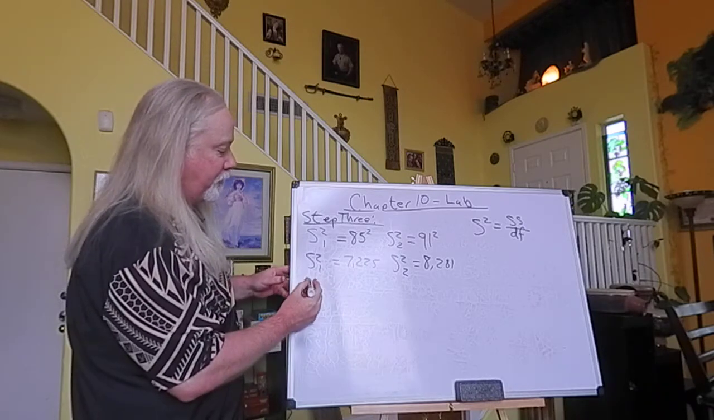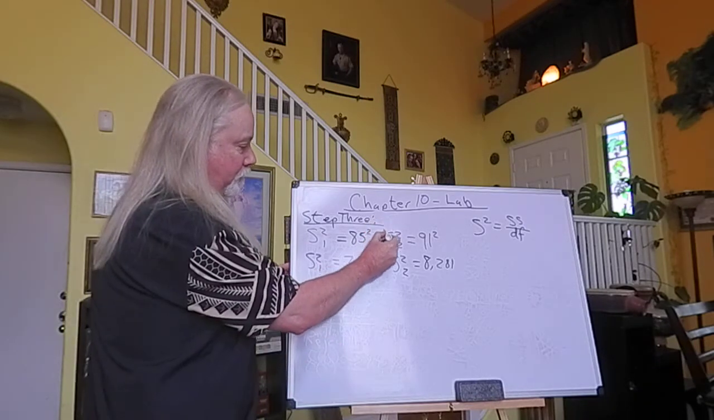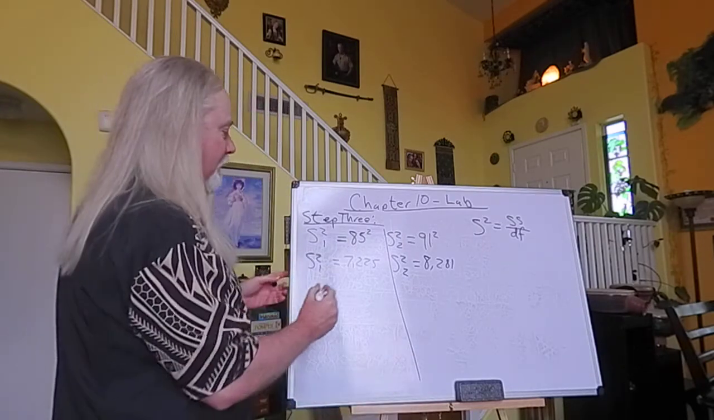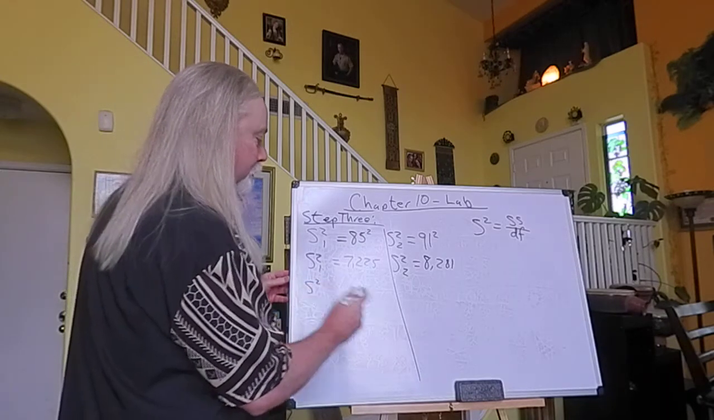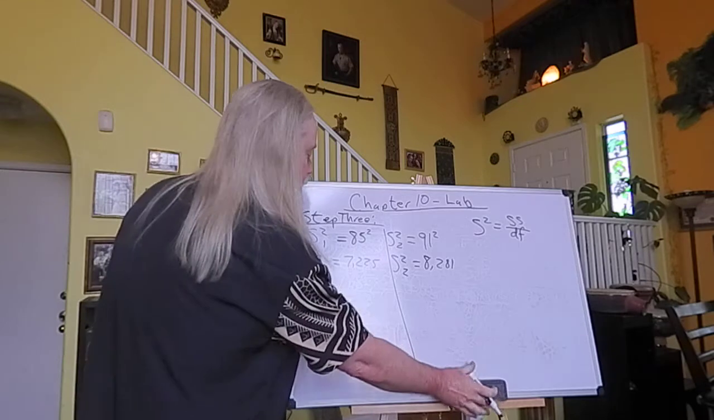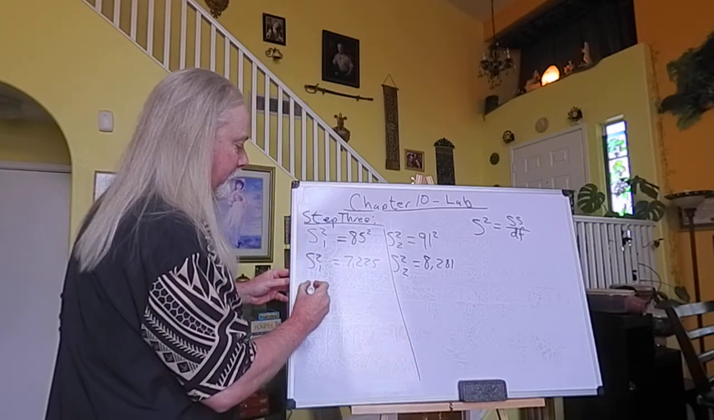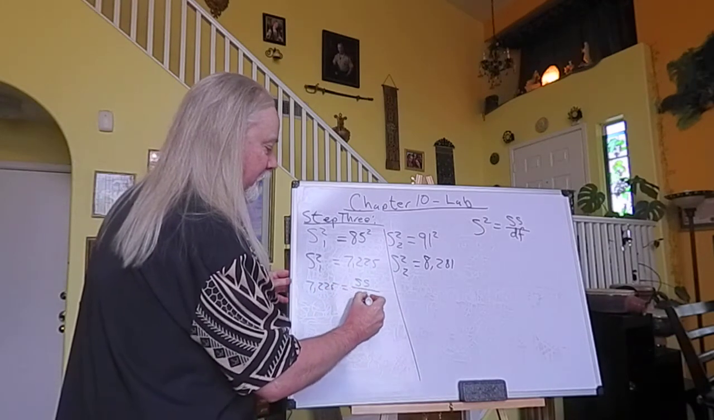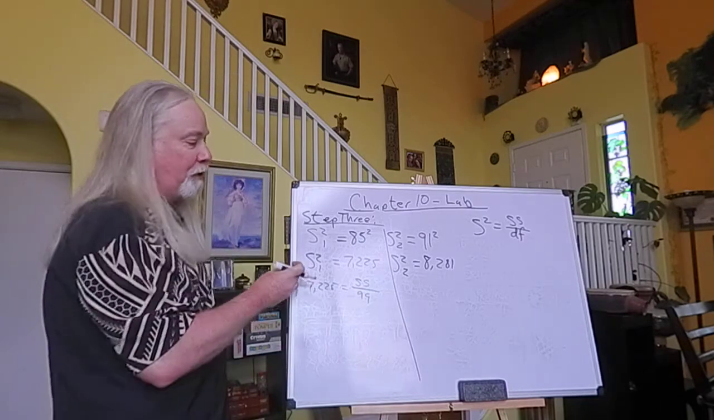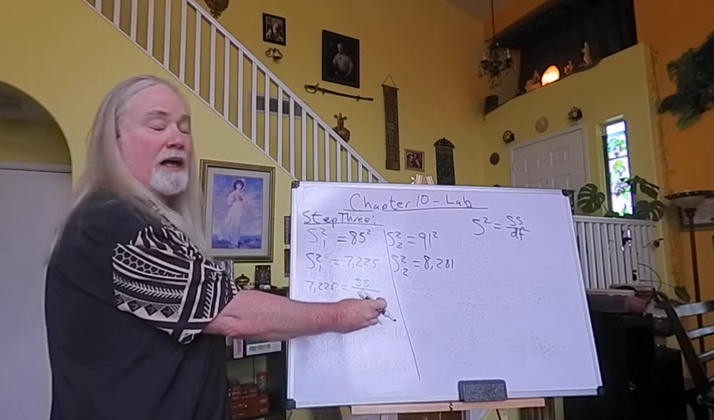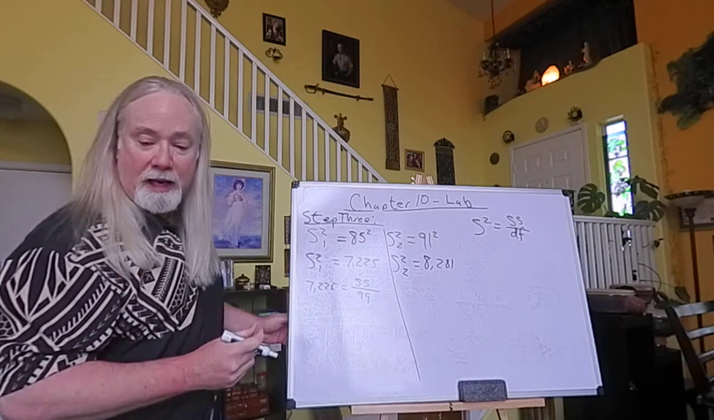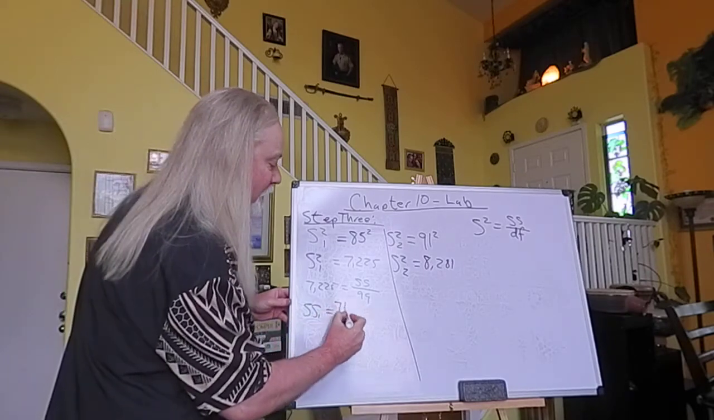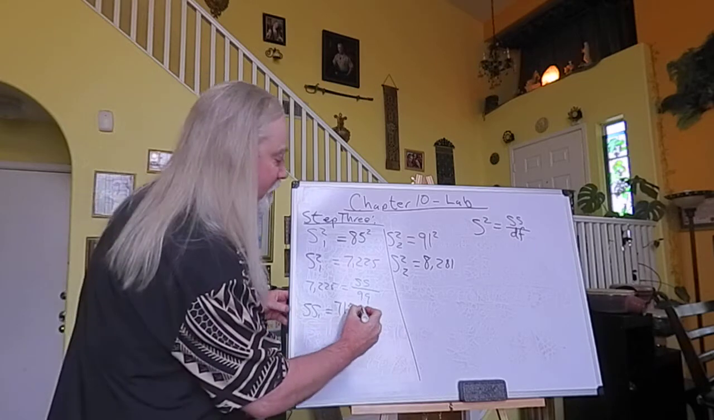So for the first sample, we know that the sample variance is 7225. Sums of squares is what we want, and the degrees of freedom is 99. So we cross multiply to get rid of that divisor of 99. And so what we end up with is the sums of squares of 715,275.